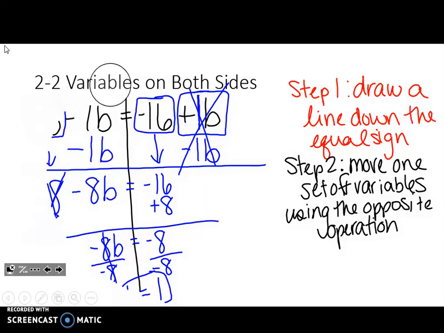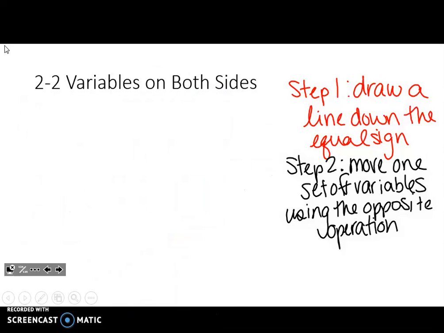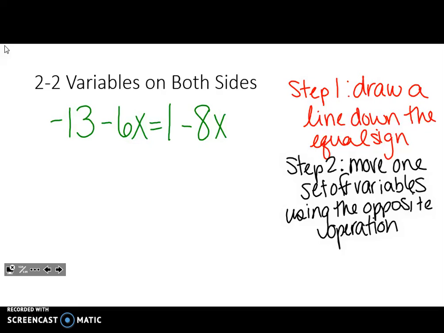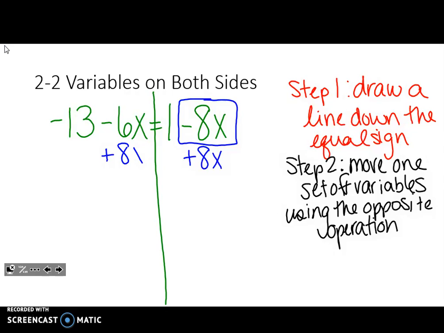All right, I'll do one last example for you. Remember, if you get stuck, you can always pause the video and go back and re-watch it. So we draw a fence down our equal sign. It doesn't matter if we move the negative 6x or the negative 8x. I like to put a box around it so that I can see that it's a negative 8x, so that I use the opposite to move it to the other side.